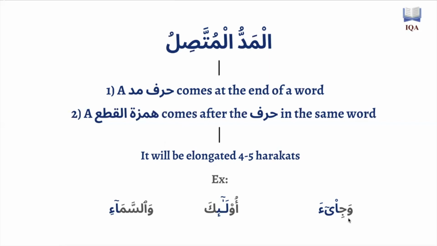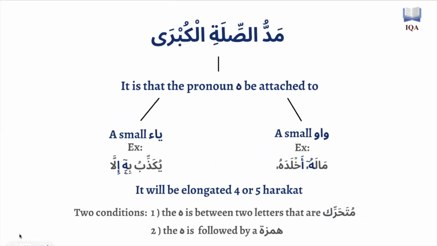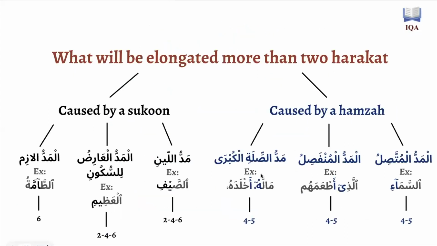So these are the three different types of muddud that are going to be more than 2 haraka, and every single one of the three is caused by a hamza. Hamza is coming after it, either after the harf med in the same word like med al-muttasil, or in the next word like med al-munfasil, or you have a hu and a he with all the conditions mentioned, and coming after it is hamzatun qata'.